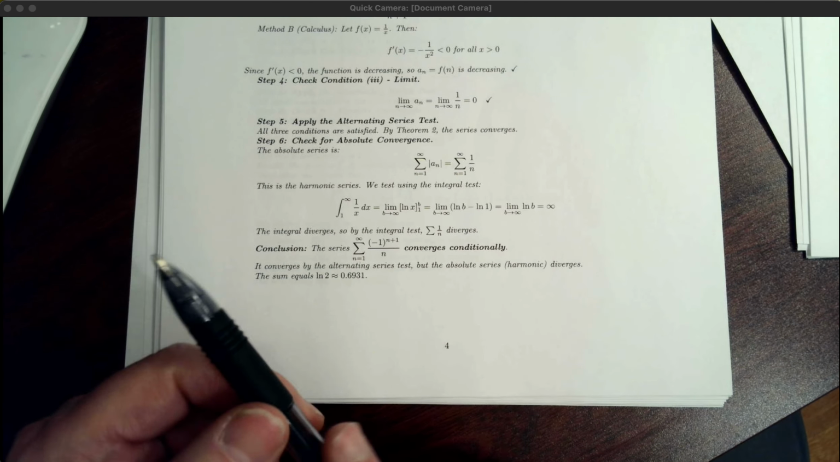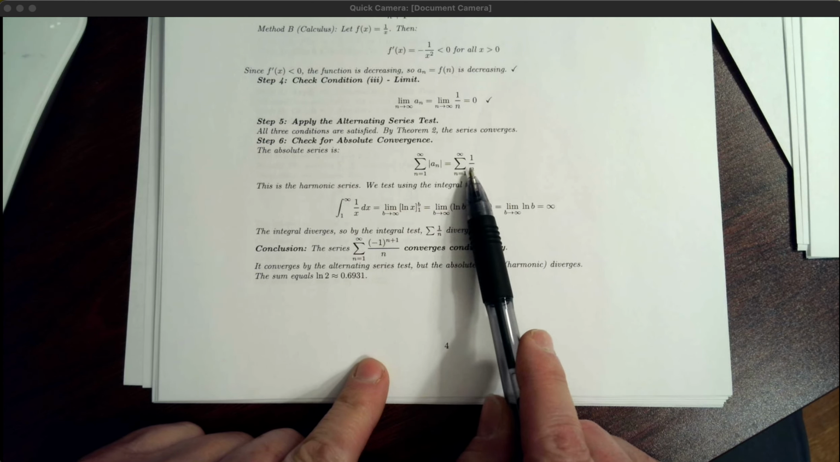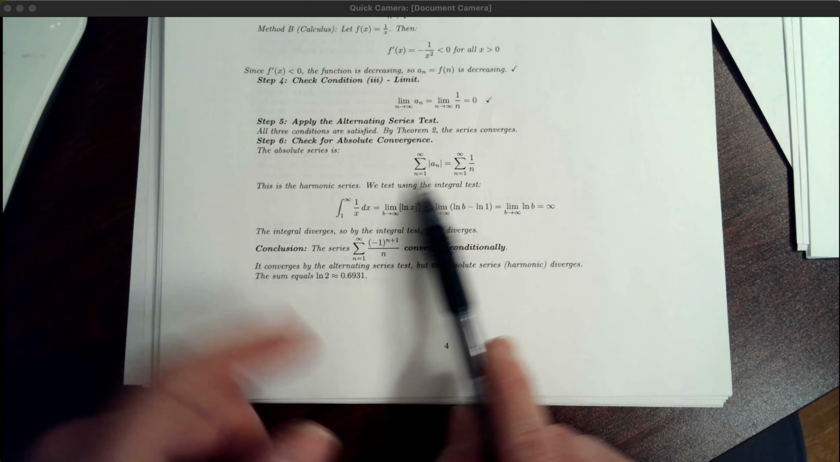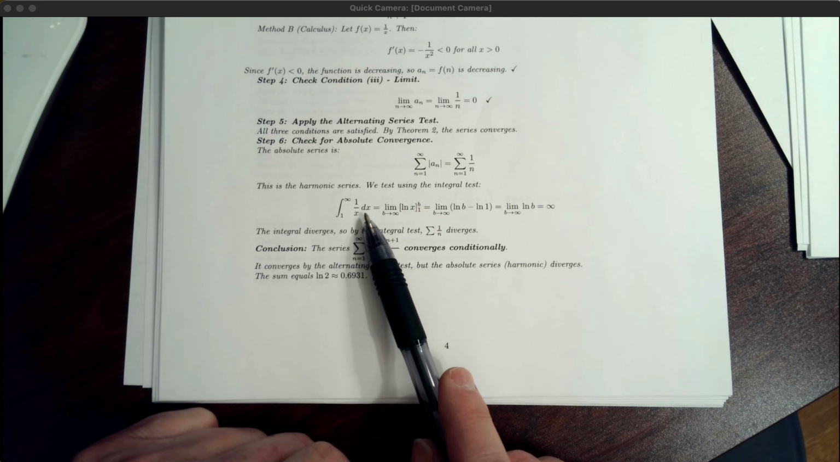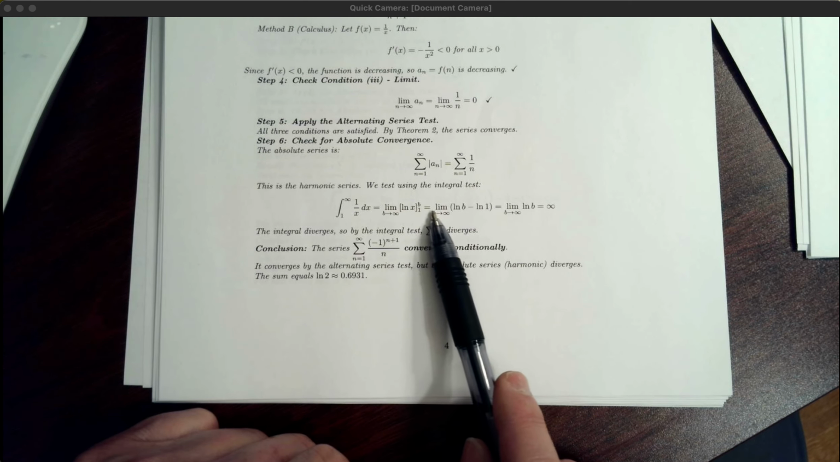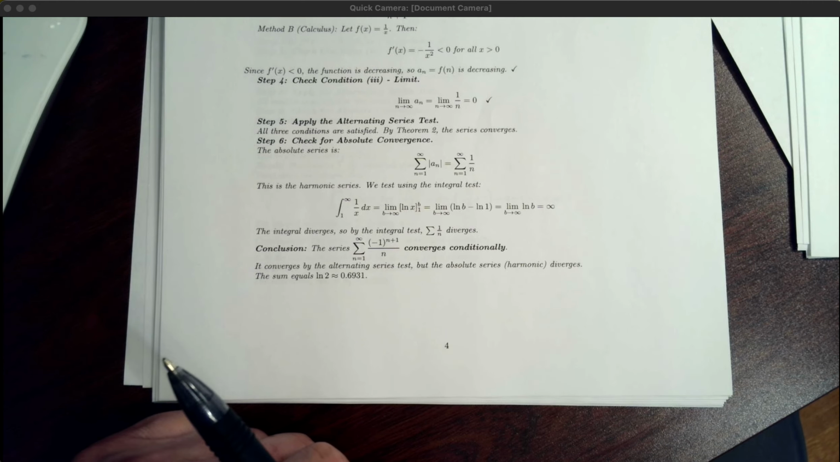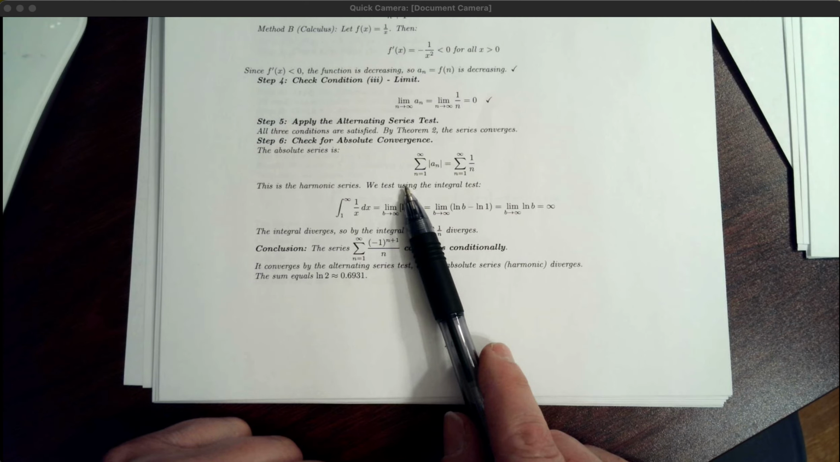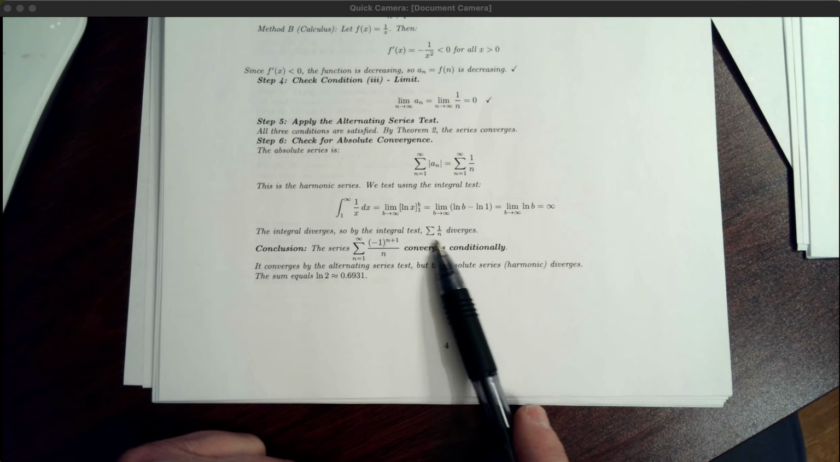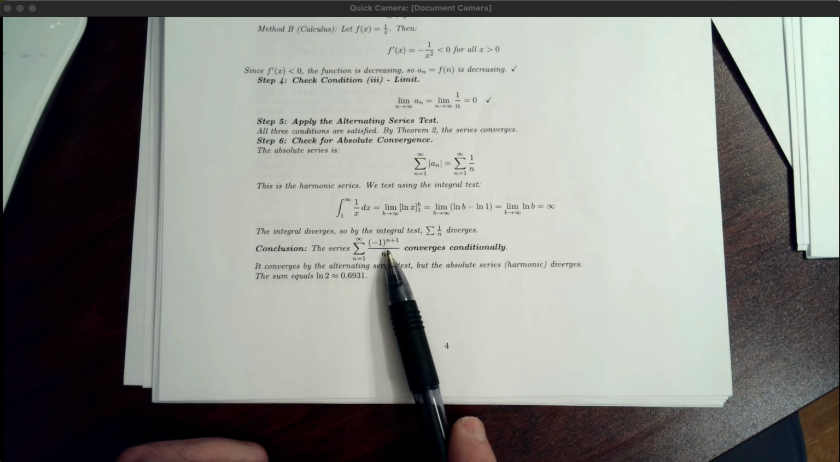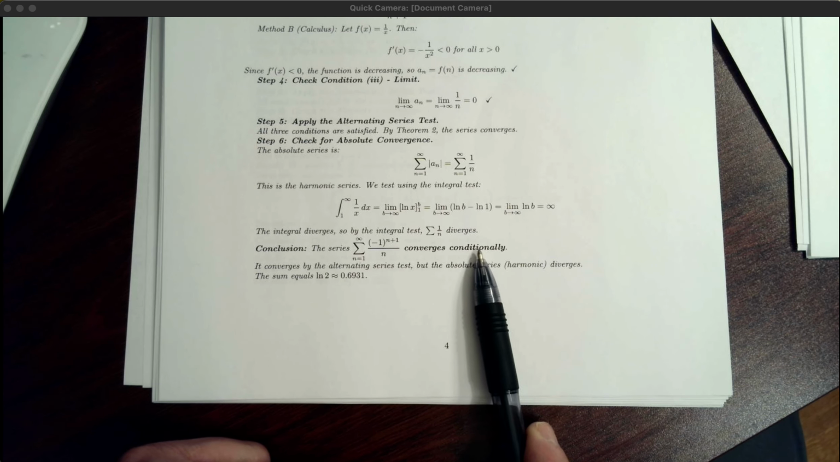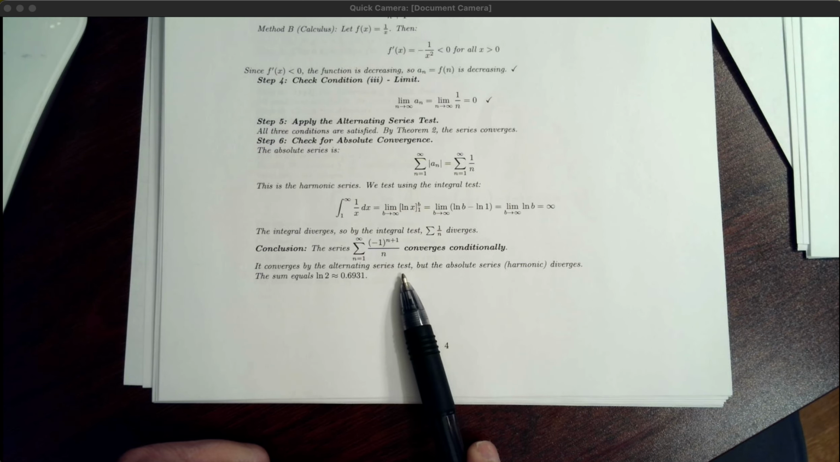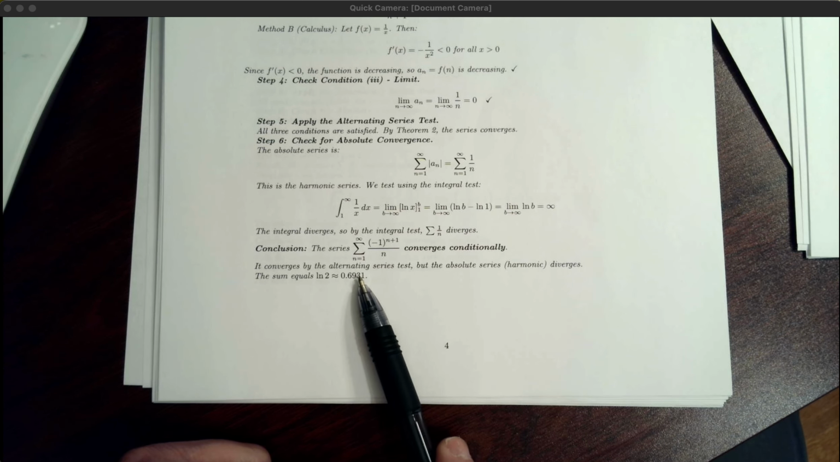Does it converge absolutely? No, because if you take the absolute value of every term, you would get back to the harmonic series. And we already know that it diverges. We could use the integral test if we forgot, or the p-test, p equals 1. But here's the work for the integral test. Not required. You could just quote, this is a p series, p equals 1, diverges. So it does diverge without the absolute values. Conclusion, the series converges conditionally. In fact, it converges by the alternating series test to the natural log of 2.